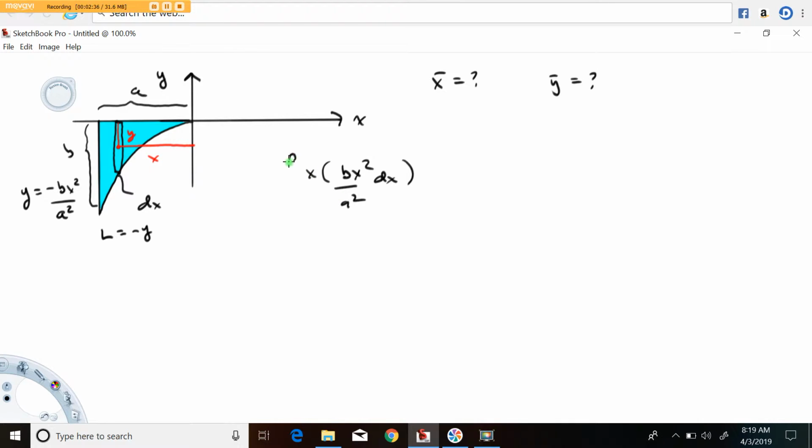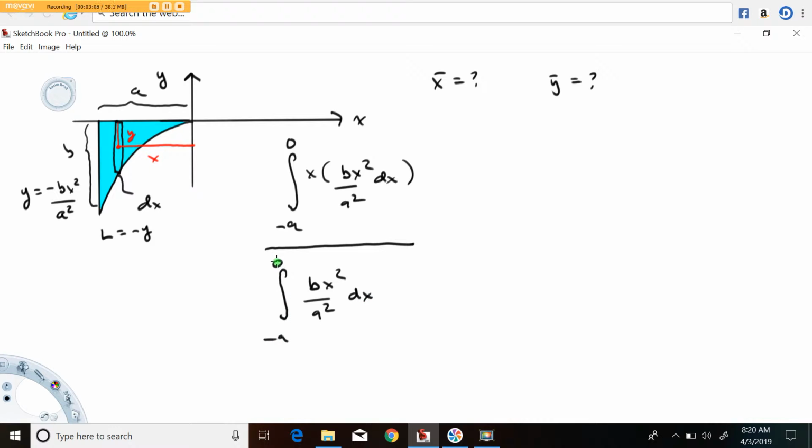Then what we're going to do is add these up, integrating from minus a to 0. You want to integrate in a forward sense, so we're integrating from minus a to 0. Then we have to divide out the total area here. Now, the length of this, again, is minus y, so that's going to be bx squared over a squared, and then times the width, dx. And we will, again, integrate from minus a to 0.